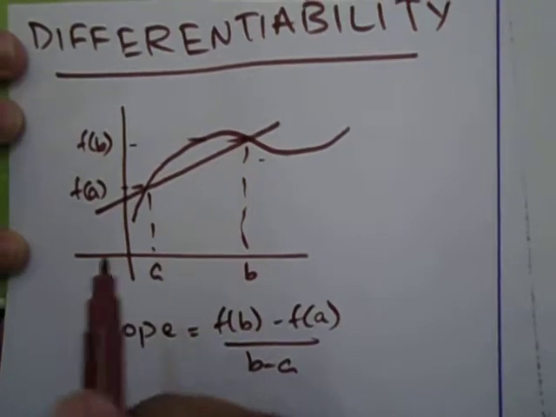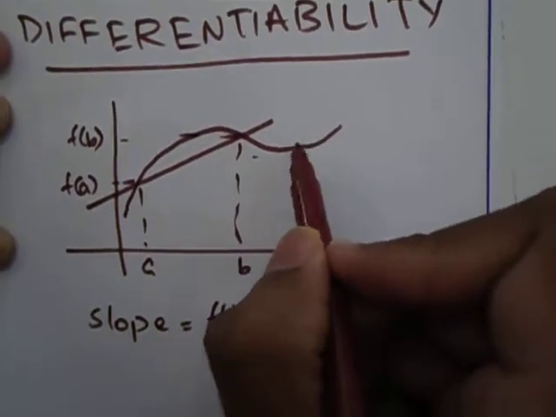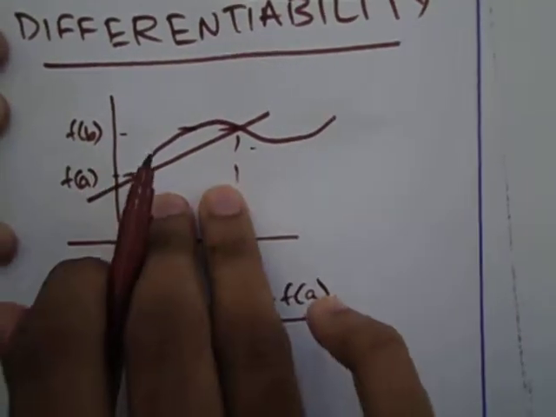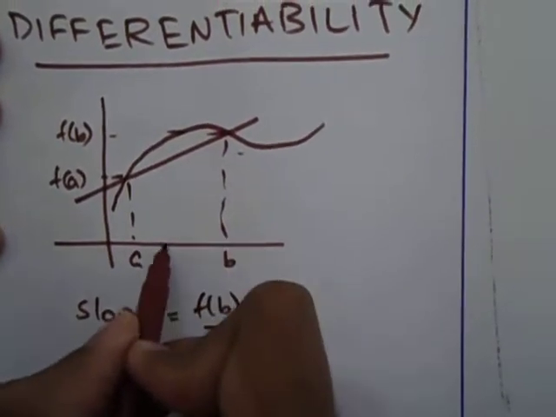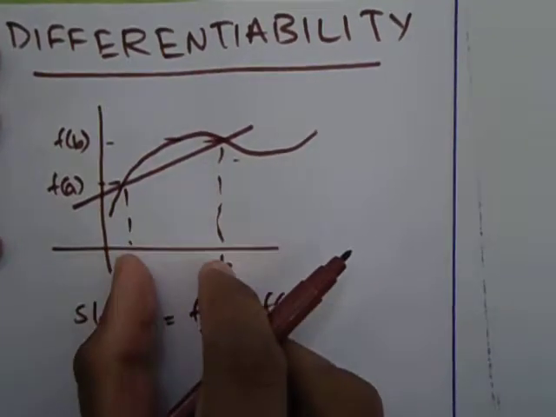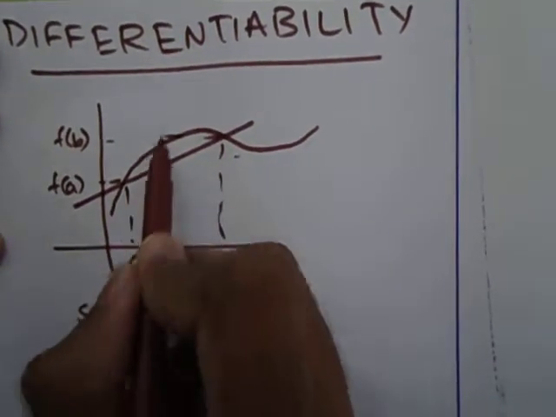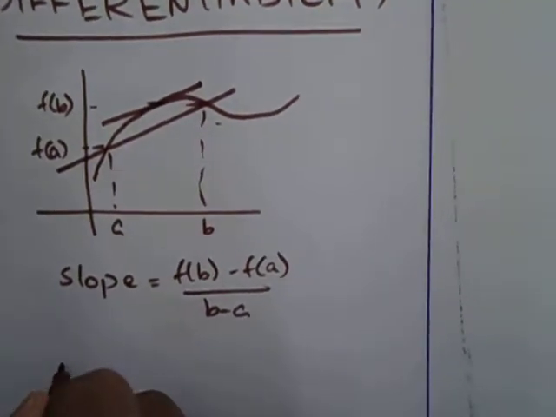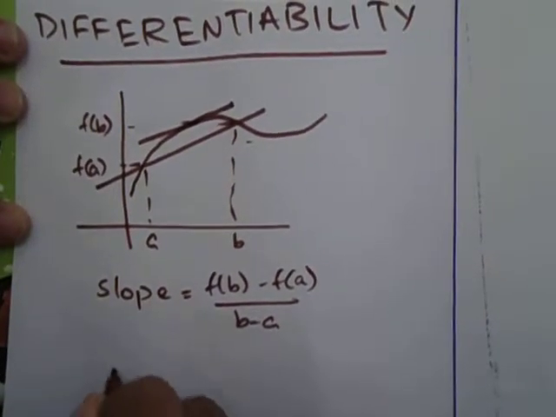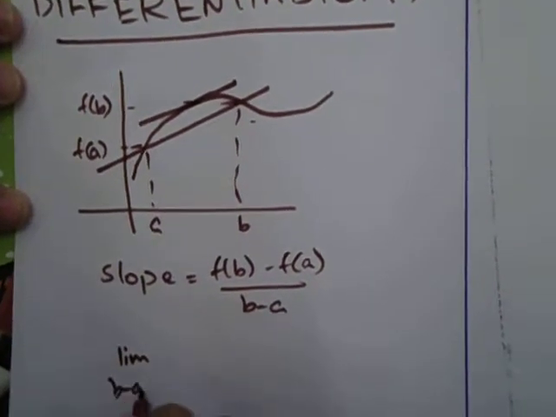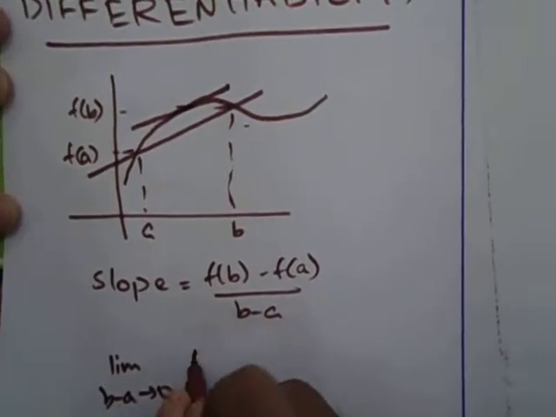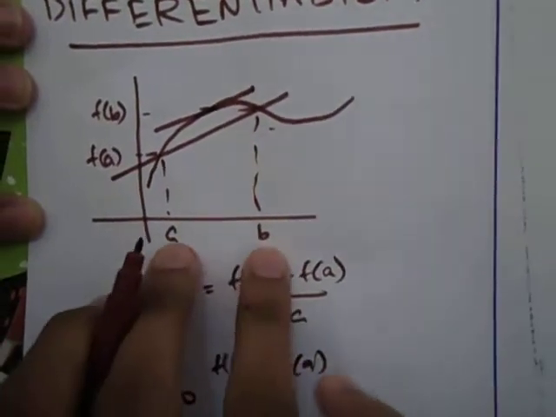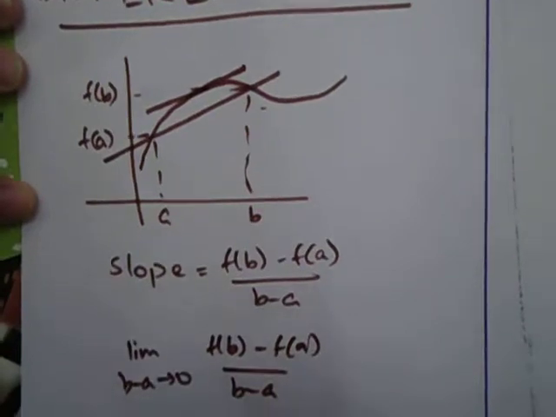So the slope of the graph at every point would be the slope of the tangent at that point. The secant becomes a tangent when these two points become one. So if the distance between these two becomes 0, then we get a tangent, something like this. So the slope of that tangent will be the limit as B minus A tends to 0 of (f of B minus f of A) by (B minus A), so the distance between these two becomes 0.